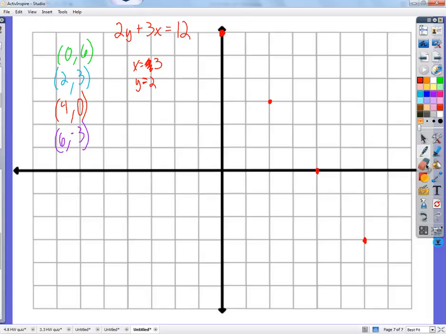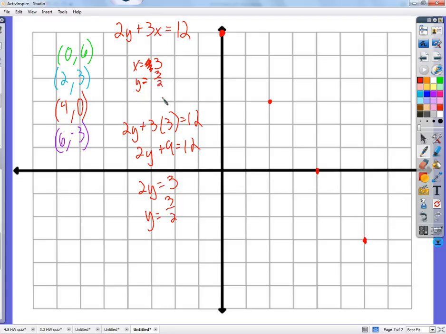Let's just change one of these. Let's change y. Let's say x is 3, and what would y be? I just had another solution. Oh, you had another solution. Okay, we'll just stick with this for just a second. If x was 3, then what would y have to be? Well, there's 2y, that's 3 times 3 is 9, so 2y plus 9 equals 12. 2y equals 3. So y equals 3 halves.